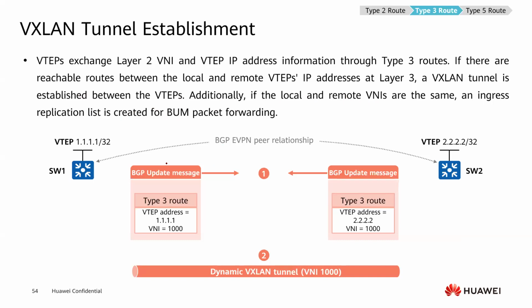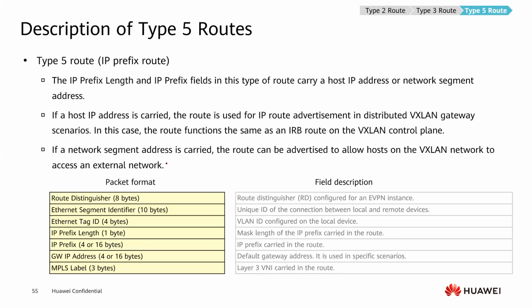They send the type 3 routes to each other, and they will find that the VNI information is the same as that carried in the type 3 routes. So they will build the VXLAN tunnel automatically. That is the usage of the VXLAN tunnel, or the BGP EVPN type 3 routes.